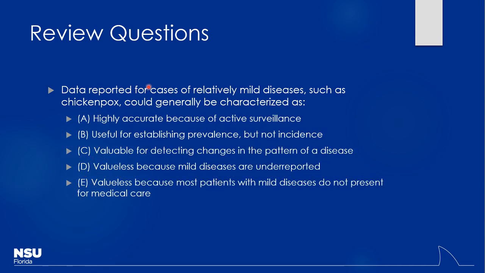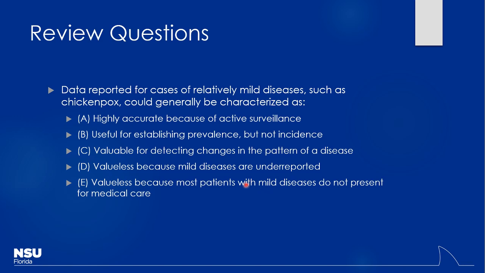Data reported for cases of relatively mild diseases such as chickenpox could generally be characterized as: highly accurate because of active surveillance; useful for establishing prevalence but not incidence; valuable for detecting changes in pattern of disease; valueless because mild diseases are underreported; or valueless because most patients with mild disease do not present for medical care.